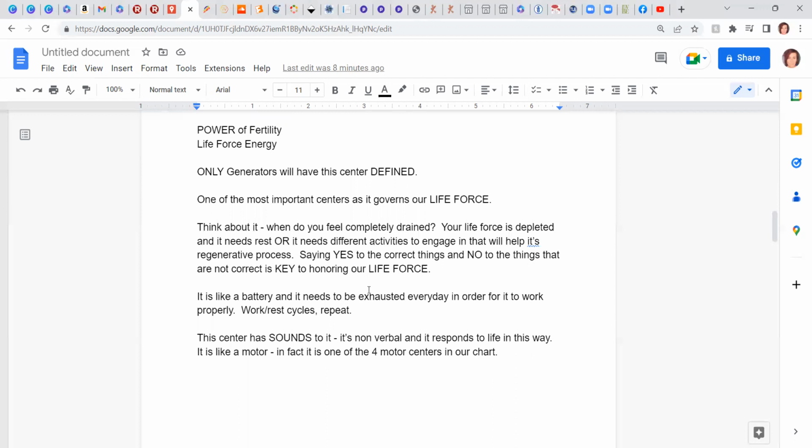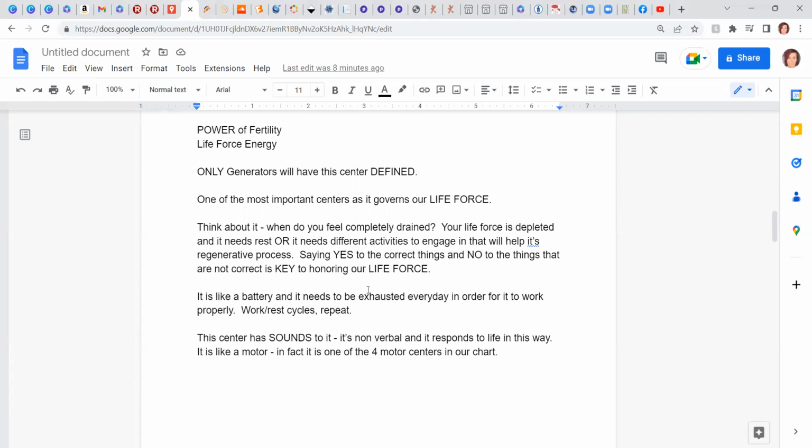It's like a battery that needs to be exhausted every day in order for it to work properly. Work, rest, cycles, repeat. So if you're a generator, it is like your battery, and it needs to be run down by the end of the day. If you have generator kids, if you're a teacher, you can assume that about 2 out of those 3 kids are generators in the room, and they need to move. They need movement, this life force energy.